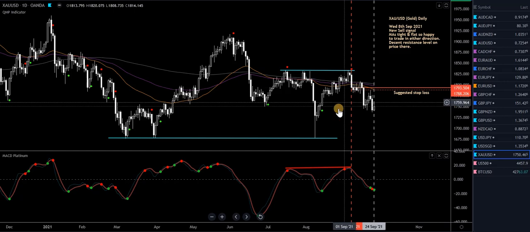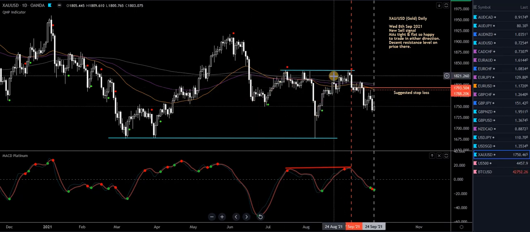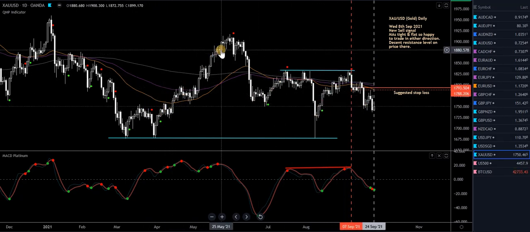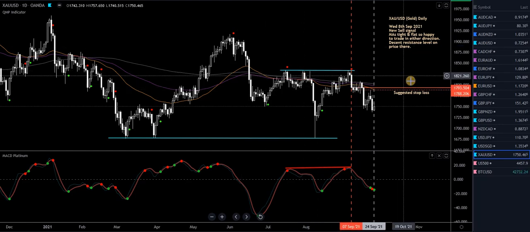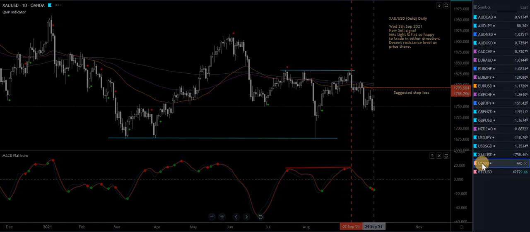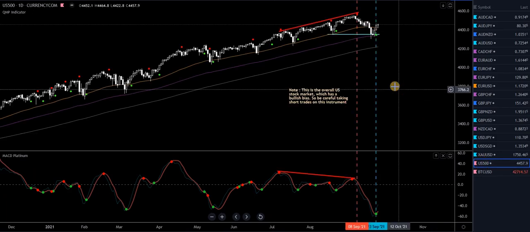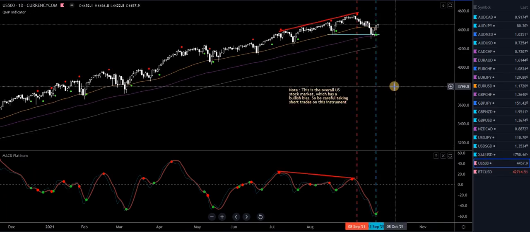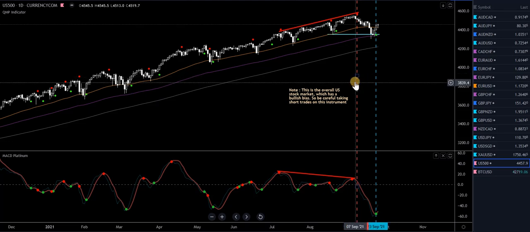Yeah, so that's gold. We've actually done pretty well on gold. Nice QMP filter. It's had some good signals there, so it's all good. Now, a couple of two, they're just more curiosity than anything else because people have got an interest in this: the US 500, which is the US stock market.